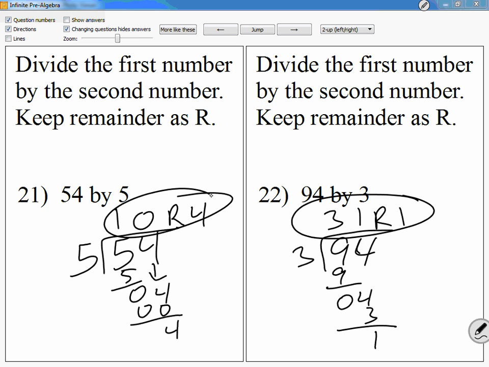Any questions? Let me take roll really quick.